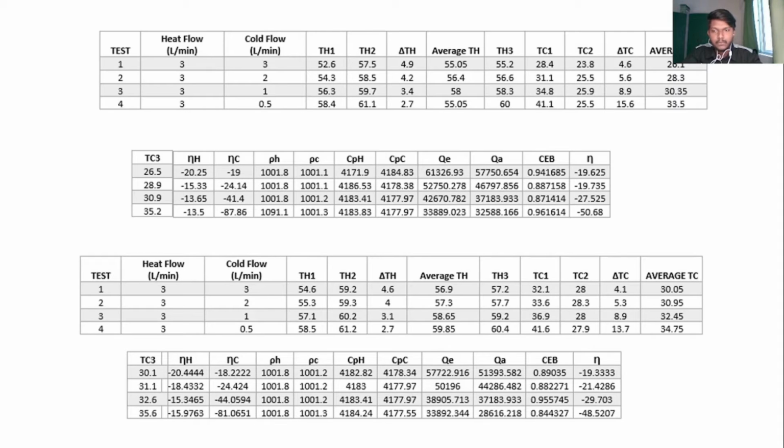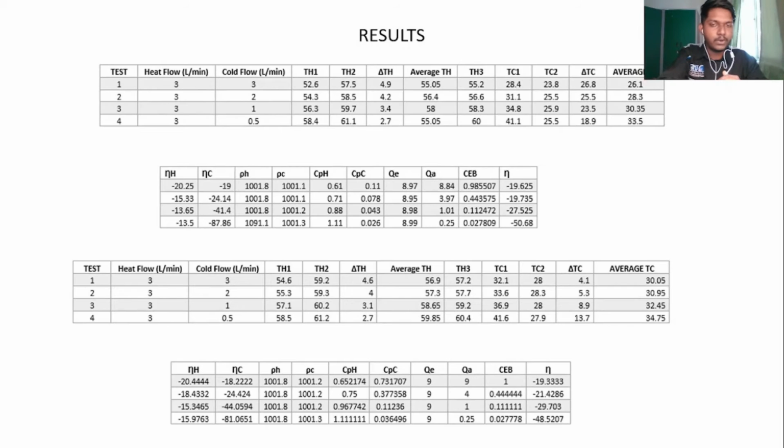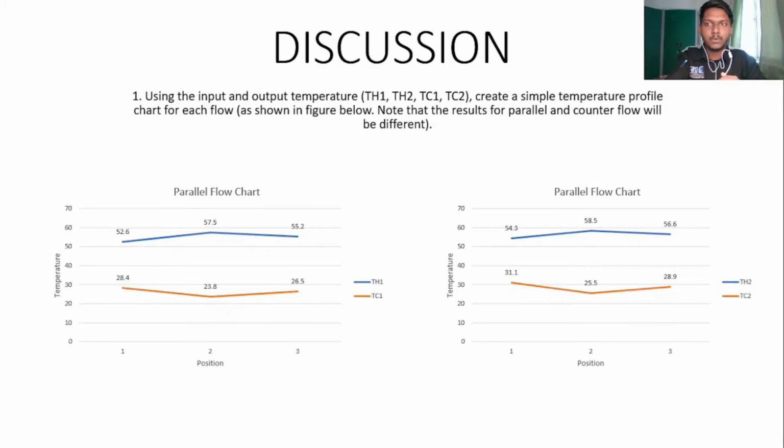That's all. Then the upper data is for parallel and the lower data is for linear. So we move to the next slide. Discussion number 1: using the input and output temperatures TH1, TH2, TC1, TC2, create a simple profile chart for each flow. For this one, both are parallel flow charts.